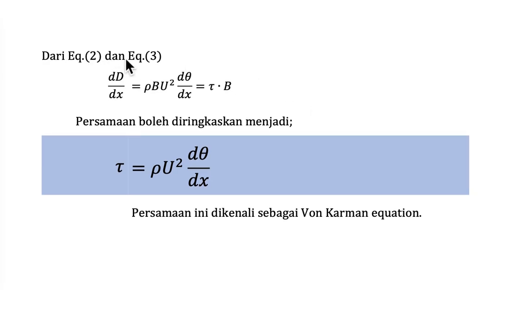From equations 2 and 3, we could equalize both of them, and we could say that dD dx is rho b U square d theta dx equal to tau b. Then we can cancel out the value of b here. We could have tau equal to rho U square d theta dx. This term is known as the von Karman equation.